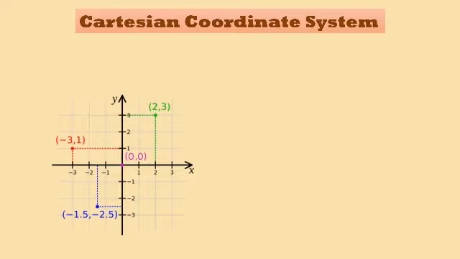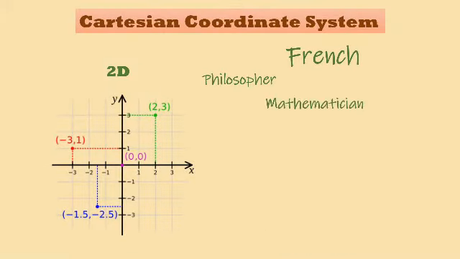Cartesian coordinate system is a coordinate system in the form of an arrangement of lines and points in two dimensions. The Cartesian coordinate system was invented by a French philosopher, mathematician, and scientist named René Descartes.